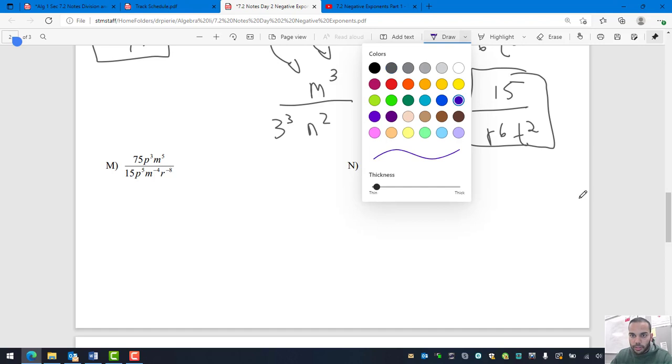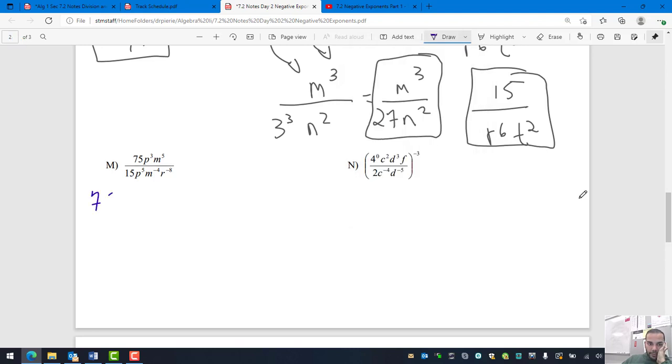Last couple here, change to this blue. Okay, so this is the first time we have an instance where we have the same variable on both the top and on the bottom. So my piece of advice is try to simplify first before you start moving things. Okay, so what do I mean by that? The first term I see here is 75 and 15. 75 over 15.